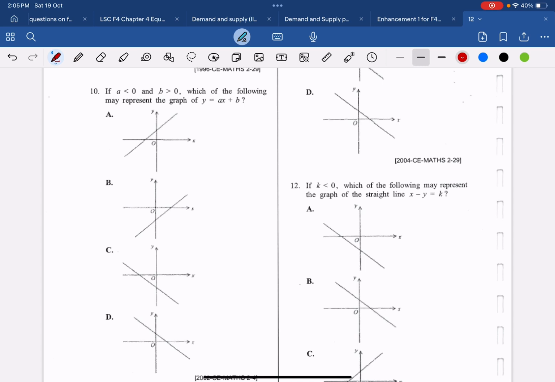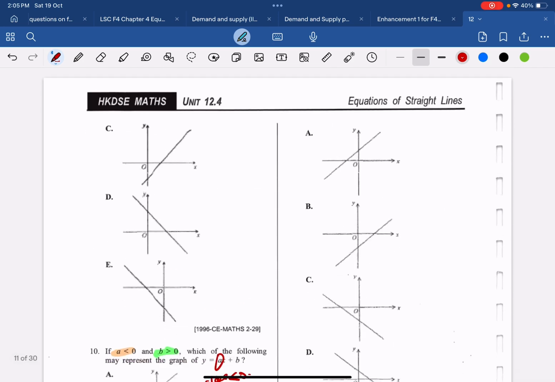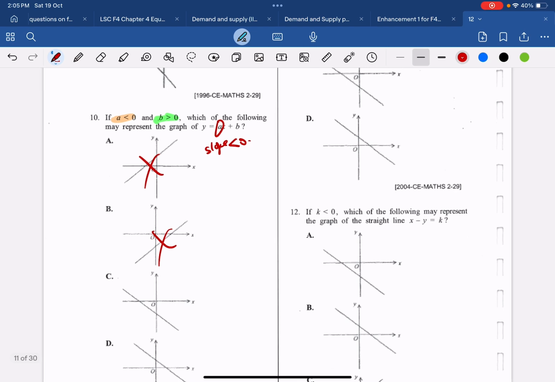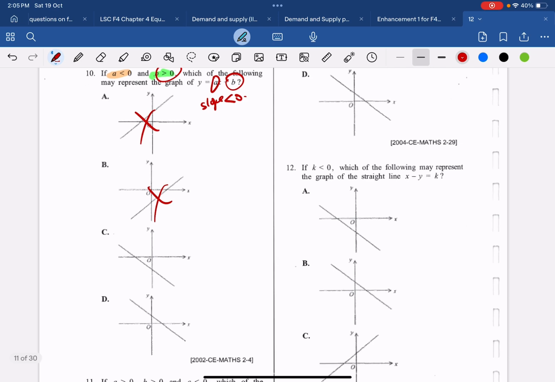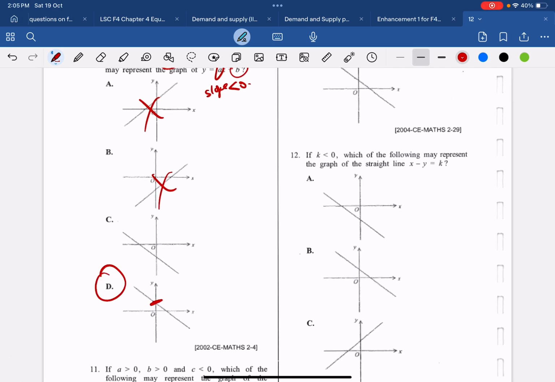So I assume you finished it. Let's try. This time A is smaller than 0, but B is larger than 0, and it asks which is the graph for y equals AX plus B. For sure, you know the A in this question represents the slope. A is less than 0, so this time the slope should be negative, so downward sloping. So A is wrong, B is wrong. Then B in this case is the y-intercept. B is larger than 0, so the y-intercept should be positive. So the answer is D.